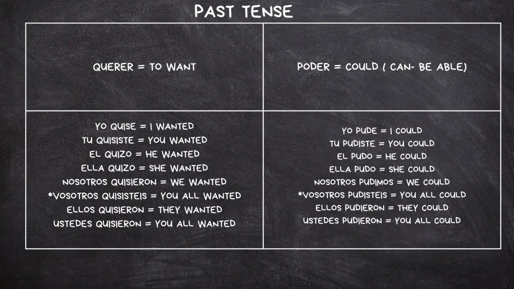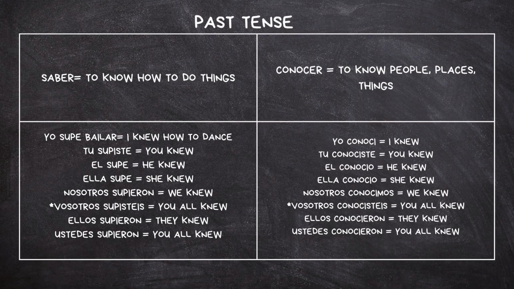Yo quise, tú quisiste, él quiso, nosotros quisimos, vosotros quisisteis, ellos quisieron. El verbo poder: yo pude, tú pudiste, él pudo, nosotros pudimos, ellos pudieron, ustedes pudieron. En el verbo saber: yo supe, tú supiste, él supo, nosotros supimos, vosotros supisteis, ellos supieron.